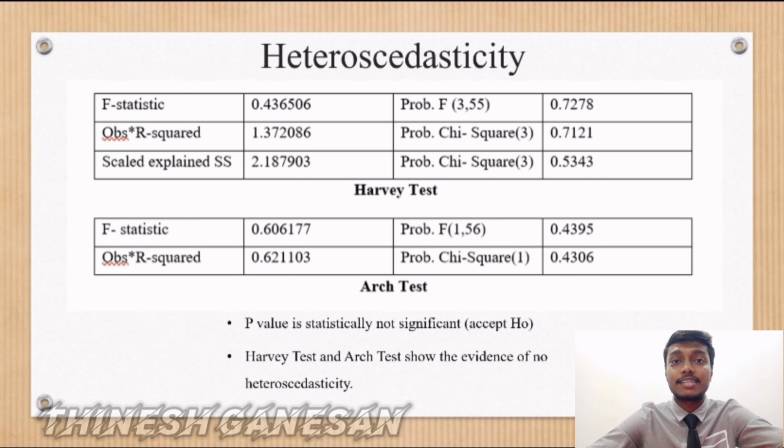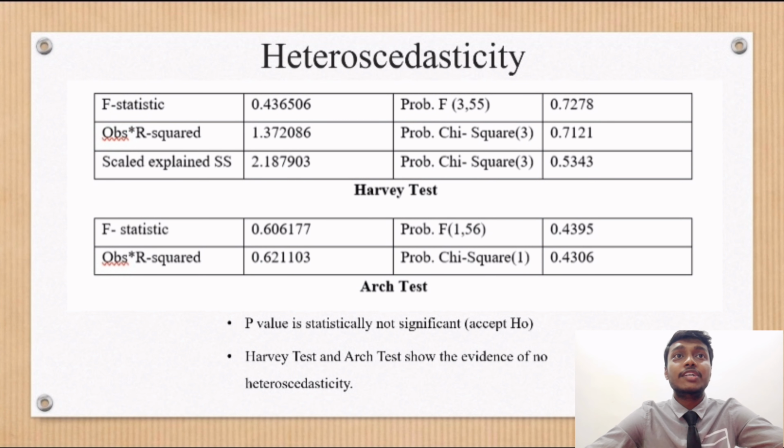First of all, heteroskedasticity. We need to know the detection and the removal of heteroskedasticity in cross-sectional regression. First, we run the regression analysis and then we apply the Harvey and ARCH tests in the model. As we know, if the p-value is greater than 0.05, we have to accept the null and there is no heteroskedasticity in the model. If the p-value is less than 0.05, there is heteroskedasticity in the model.